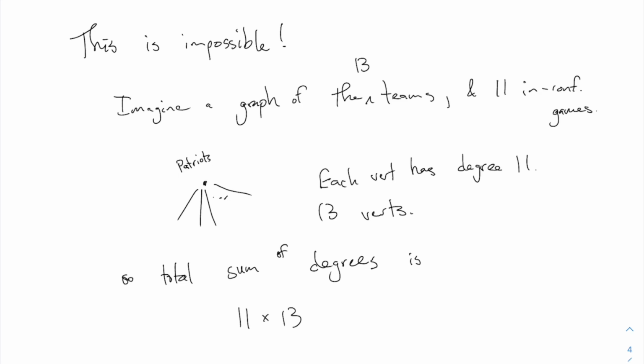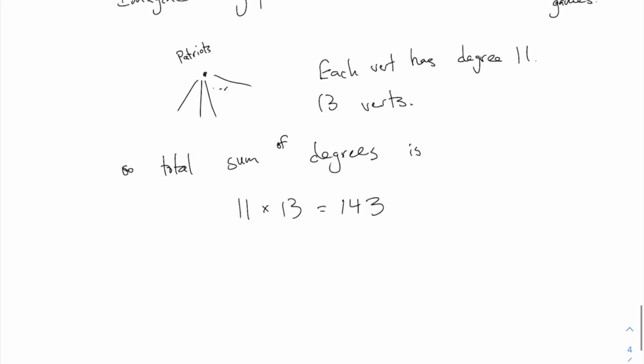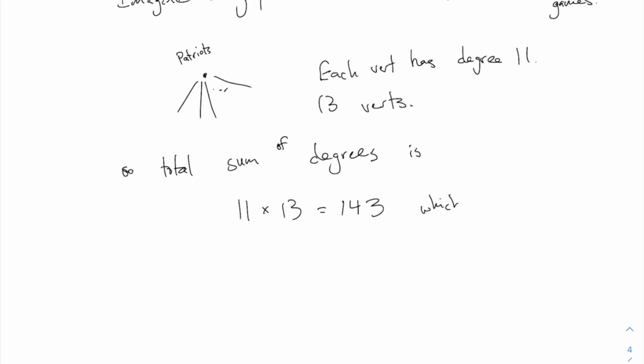And what's that? It doesn't so much matter. It's odd, though. That's the interesting thing. So in this case, the total sum of the degrees is 143, which is odd. And what is my conclusion? That is impossible. That means this graph cannot exist, which means this hypothetical schedule is impossible to actually create. So this graph cannot exist.